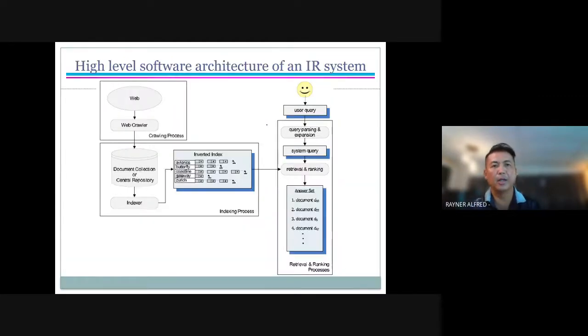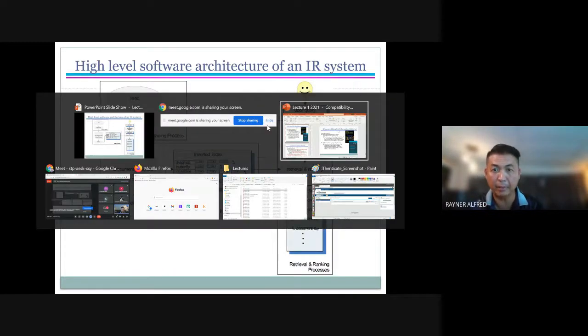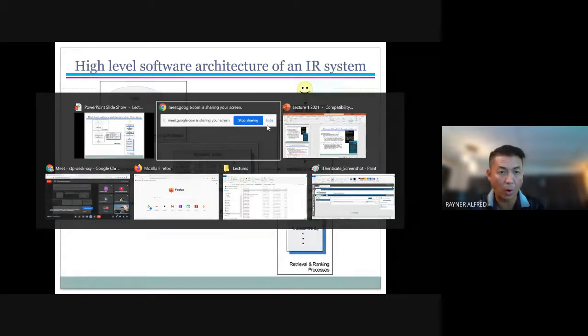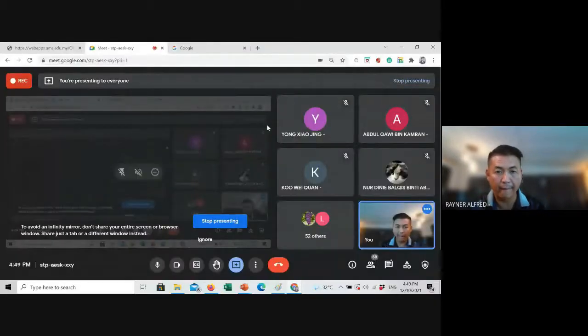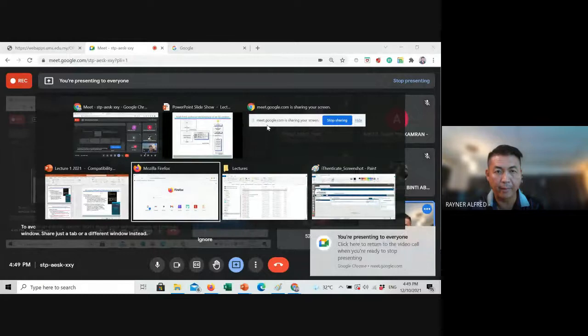Okay? So this is the architecture of IR. Can you see this one? Or too small? Boleh nampak?